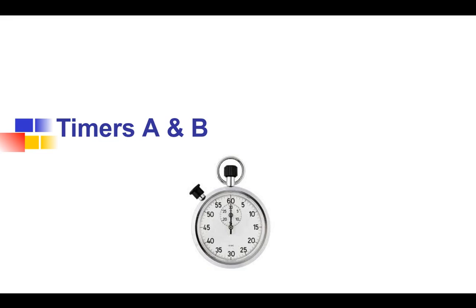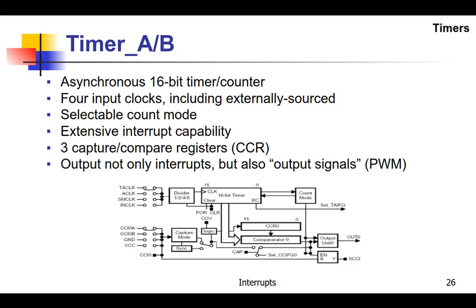So now I'd like to look at timers A and B. Timers A and B are the general timers, the ones you'd use most often. They don't have a special use like the watchdog timer. Timer A and B, they're both 16-bit timer counters. They have 4 input clocks. You can pick between those. And some of them are fast and some of them are slow. That gives you a large range of timing capabilities.